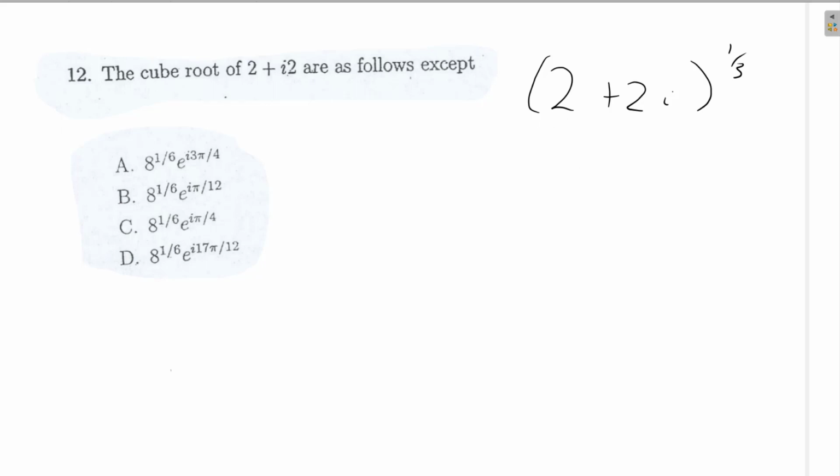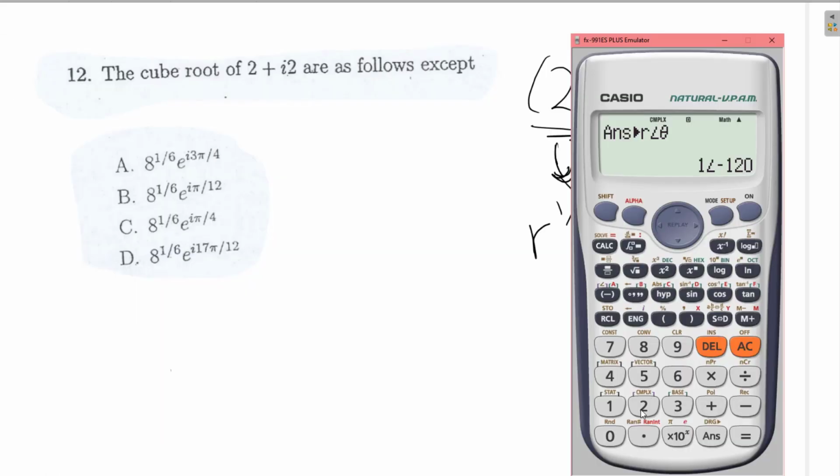Just like we did for the earlier question, we'll quickly use our calculator to convert 2 plus 2i to the polar form. So we have r and then the angle, and then we'll raise our r to 1 over 3, and we'll multiply our angle by 1 over 3. So let's quickly find that. So 2 plus 2i, we convert this complex number to polar form.